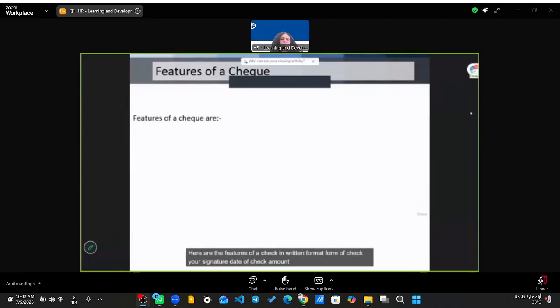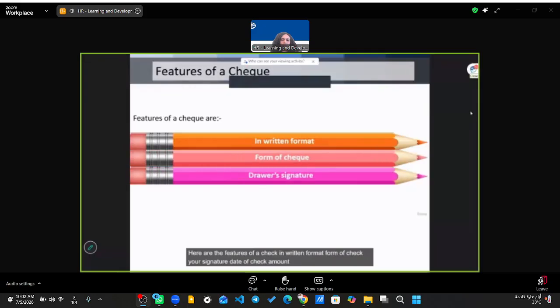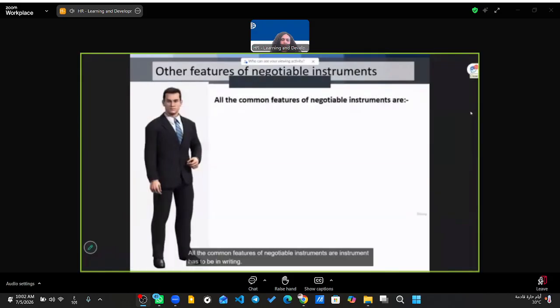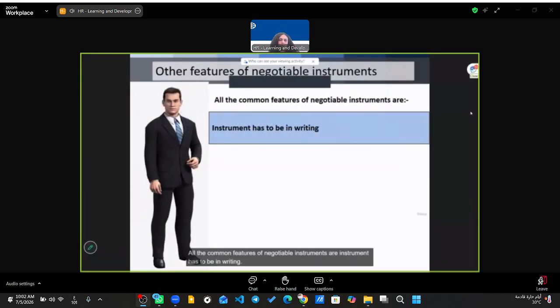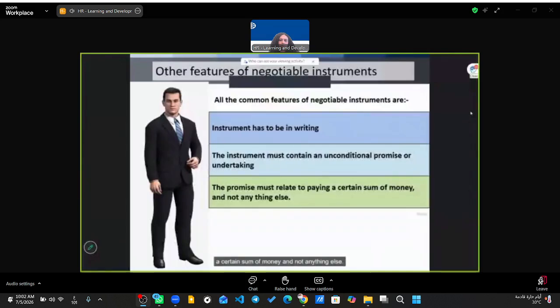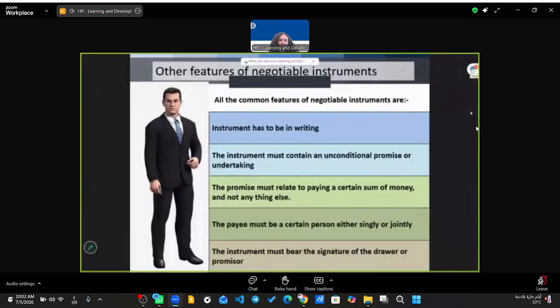Here are the features of a check: in written format, form of check, drawer signature, date of check, amount on check. All the common features of negotiable instruments are: the instrument has to be in writing. The instrument must contain an unconditional promise or undertaking. The promise must relate to paying a certain sum of money and not anything else. The payee must be a certain person, either singly or jointly. The instrument must bear the signature of the drawer or promisor.